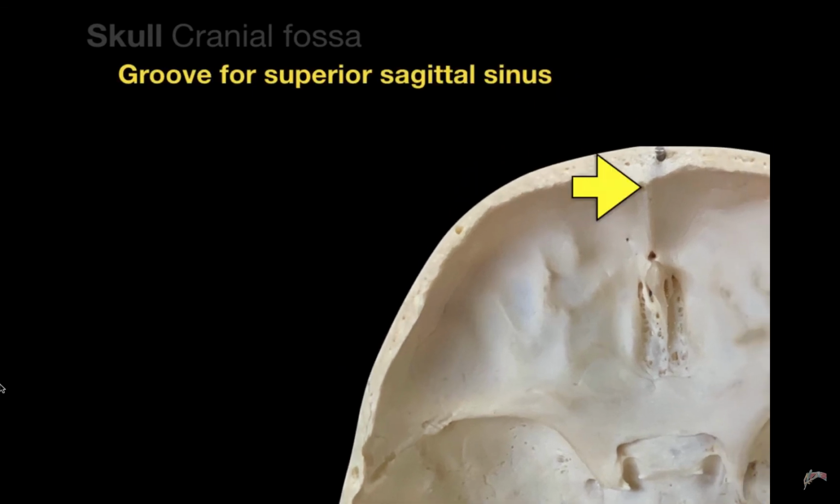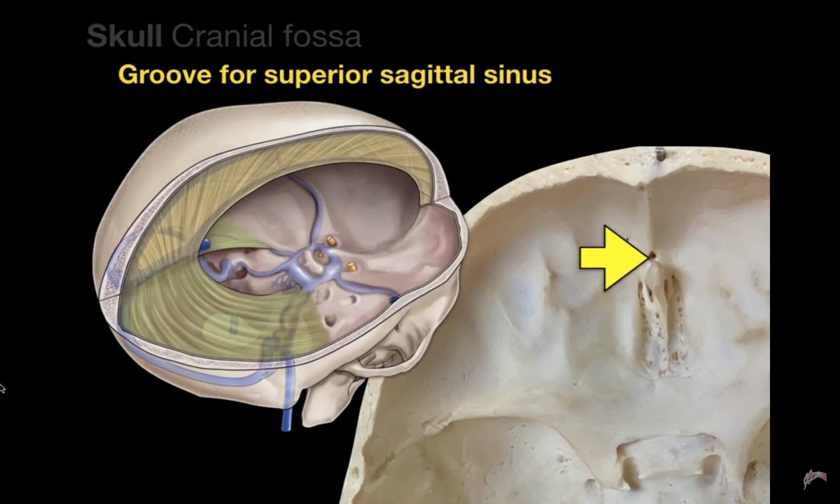Now the groove for the superior sagittal sinus is right there. The superior sagittal sinus is a dural venous sinus that anteriorly drains down, or blood could be coursing in either direction, but the groove is for the part of the superior sagittal sinus, just the anterior part.